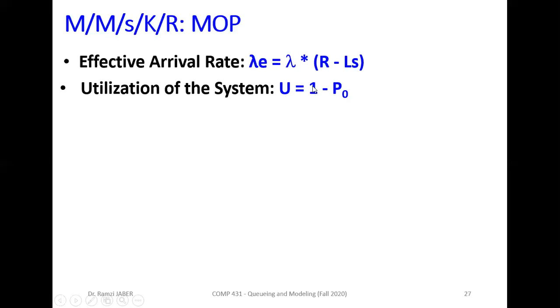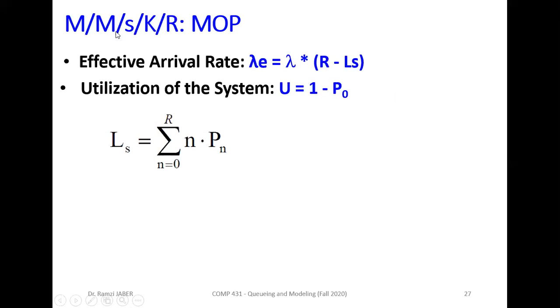Utilization always will be 1 minus P0. Utilization will be always 1 minus P0 in all models. This is a constant equation. Utilization of the system always will be 1 minus P0 in all models.